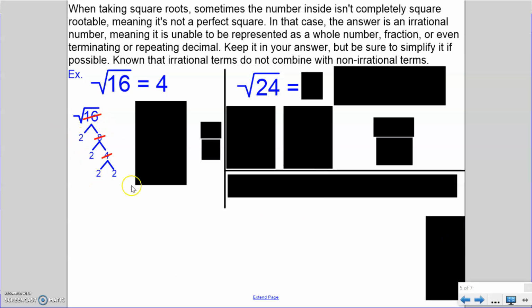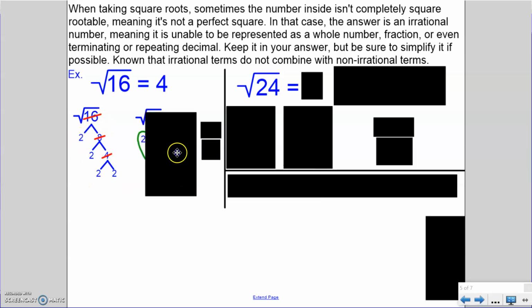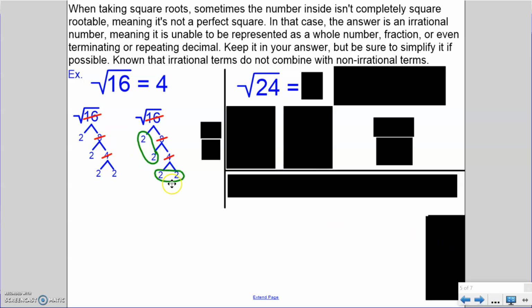But you should end with these four 2's. You want all the prime numbers. Then you're going to circle pairs. So here's a pair of 2's, here's a pair of 2's. For every pair, one number goes out. So a single 2 came up from the first pair, a single 2 came up from the second pair. Since there's no unpaired numbers, the square root sign's gone. You multiply the outsides to get 4.